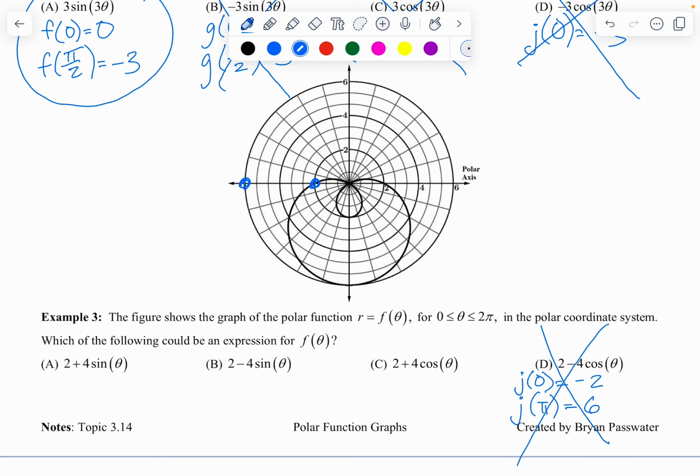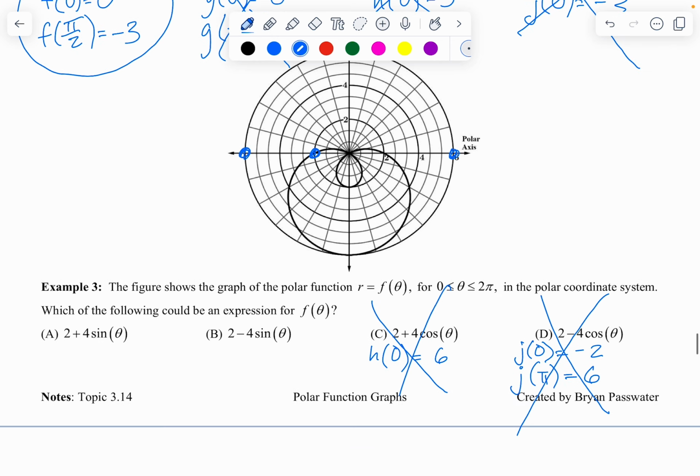Okay, looking at the next one, h. h of 0, cosine of 0 is 1. That gives me a 6 when I plug everything in. I should have a point here. I do not. No good. Okay, now we've eliminated it down to these two.